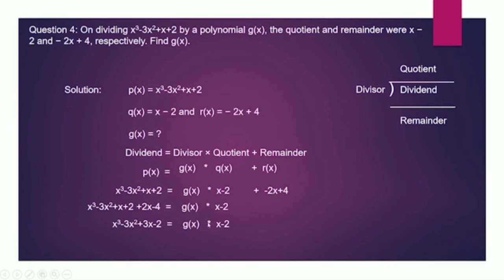In order to find this g of x, this x minus 2 has to be brought to the left hand side. Therefore, g of x will become equal to x cube minus 3x square plus 3x minus 2 whole divided by x minus 2. I request you to divide it. On dividing, at last we will get g of x as x square minus x plus 1.